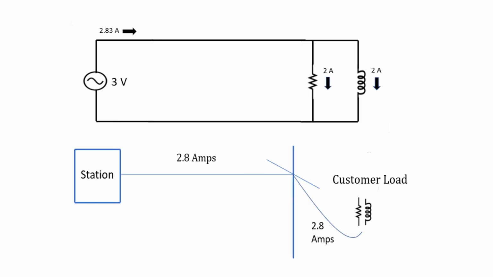Let's look at the diagram of both the circuit components and the distribution feeder together to get a better feel for what this means in real life. As you can see, the current of 2.8 amps flows from the substation all the way down the line to the customer, and then feeds the resistor and inductor in parallel.